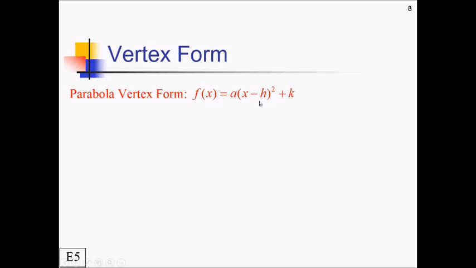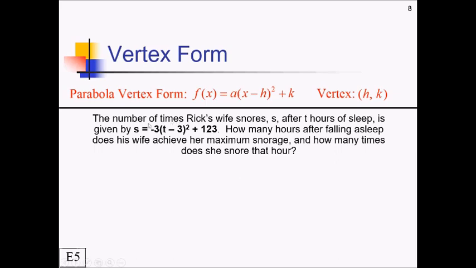This is a special form because it turns out the vertex of a parabola in this form is going to be (h, k). So if you see something in this form, whatever is being subtracted from x inside here, that is the x value of your vertex. Whatever is being added out here outside the squared parentheses, that's the output value, or the y value of your vertex. So something in this form, very easy to pick the vertex out of. With that in mind, let's use this problem.